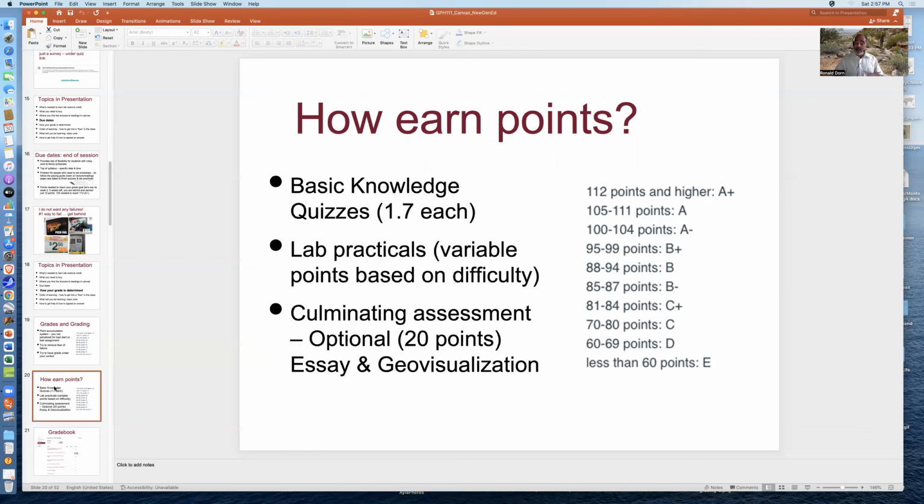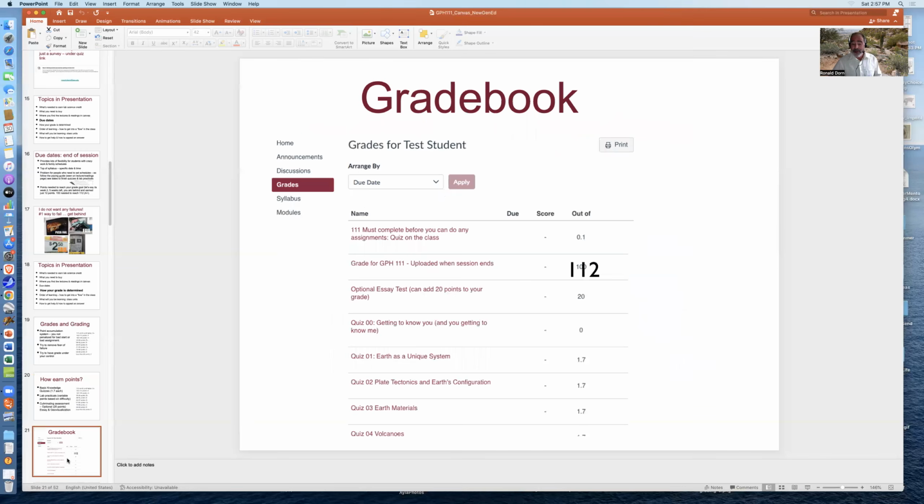And then there's a culminating assessment where you can earn 20 more points. Really, there's well over 150 points available for you to earn. And so not earning a point is meaningless for your grade. Not doing an assignment that disinterests you is meaningless for your grade. The only thing that counts is accumulated points. So you're going to have a complicated grade book.